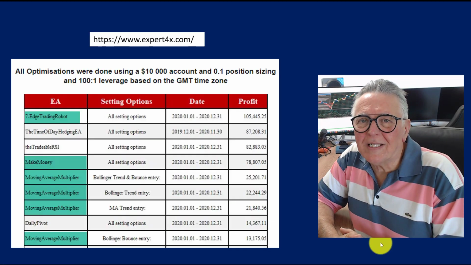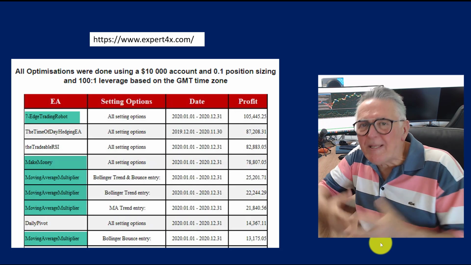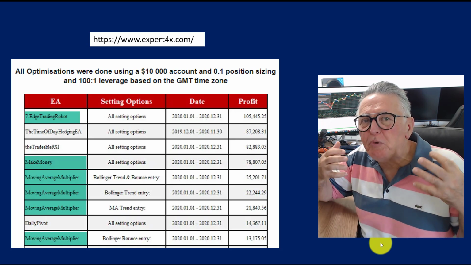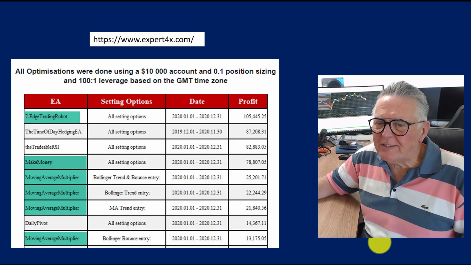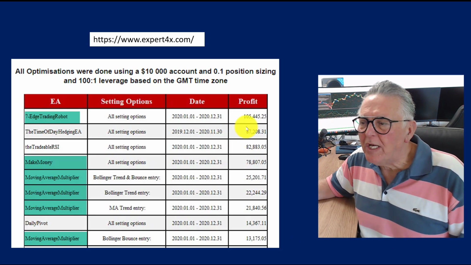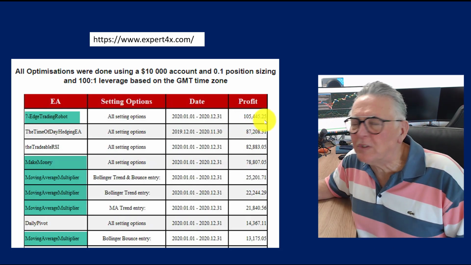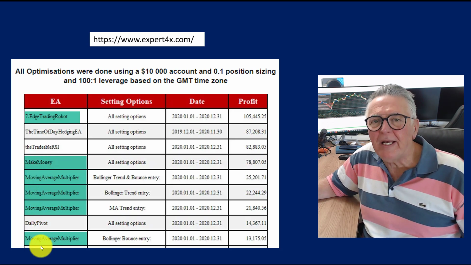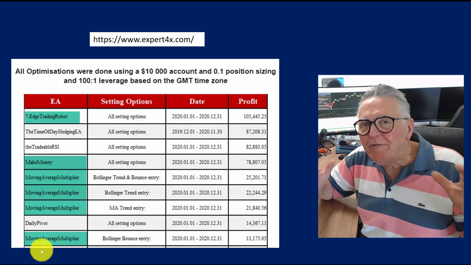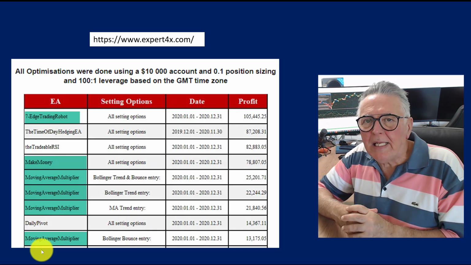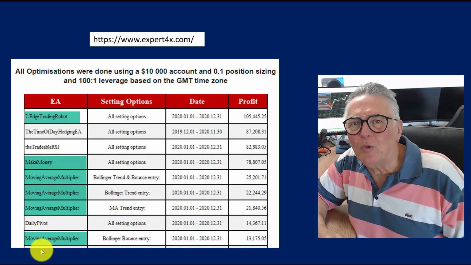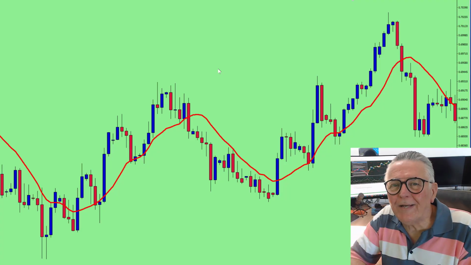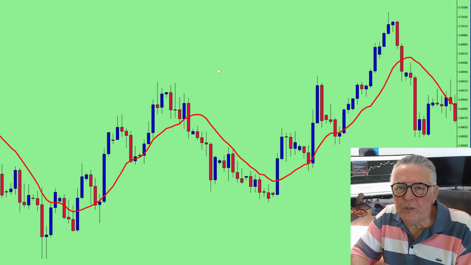Now, as you can see on this slide, moving averages make the basis for our most profitable EAs, and there you can see the 7-edge EA, which makes over $100,000 in a year, the moving average multiplier, and so on. So moving averages play a big role in manual trading as well as automated trading. So firstly, let's have a look at the types of moving averages that we can get.